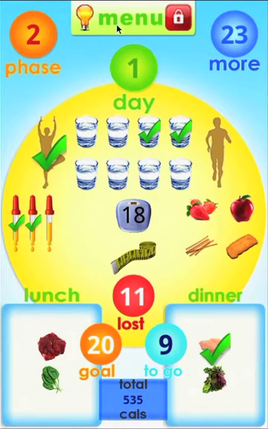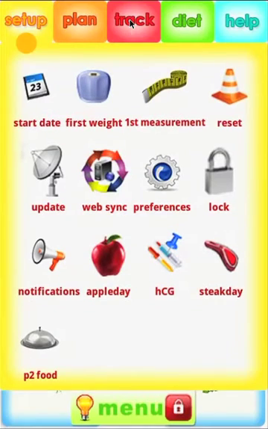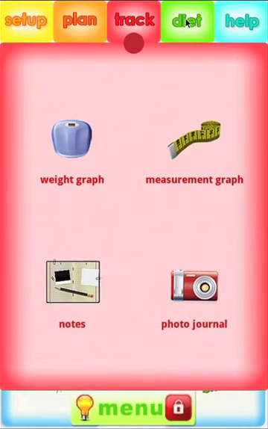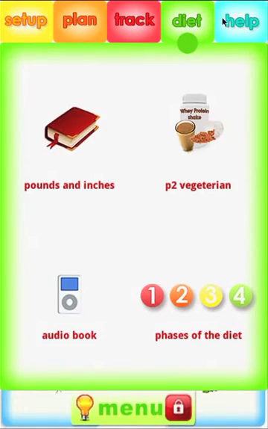This is the mobile app for Android platforms. Let's take a look at the menu. Here you'll find Setup, Plan, Track, About the Diet, and Help.